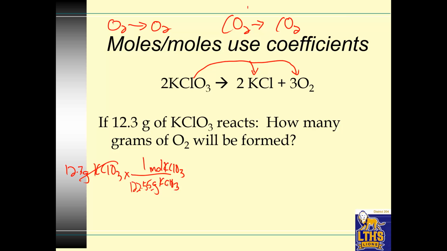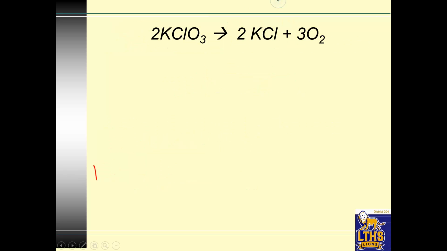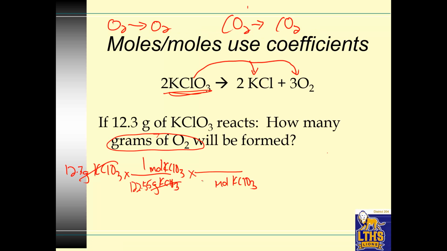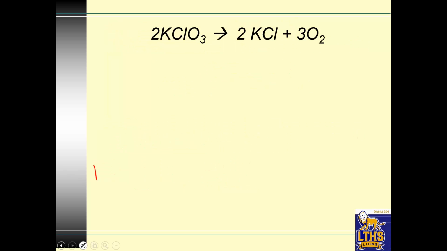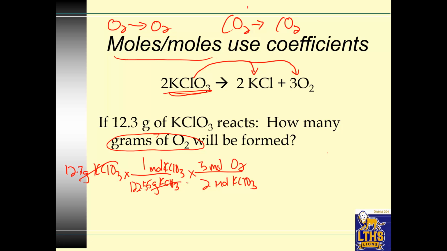So now I've gotten rid of grams of KClO3, but I want grams of O2. Now, I'm now hating moles of KClO3. And remember, moles of KClO3 is basically molecules, right? So 2 moles of KClO3 will equal 3 moles of O2. So notice moles over moles use coefficients. So notice I got into moles of KClO3. Now I'm going to get out of moles of KClO3. And when I have moles over moles, I have to use the coefficients. Coefficients, remember, are the numbers in front.